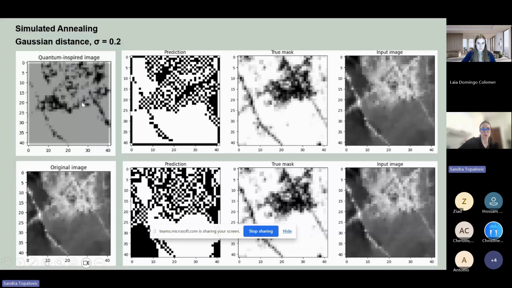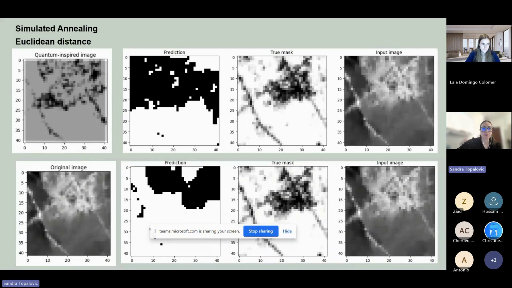And these are the results. So the prediction is the result, and this is, again, the true mask and input image, just to get a sense of how well the segmentation was performed. For this particular setup, it looks like this quantum inspired image got a better prediction. We can clearly see these white parts, which are parts that were inundated. Here it did not do the best job in predicting the segmentation, but definitely if I would have better resolution, I would expect better results. Again, compared to the original image, this looked better.